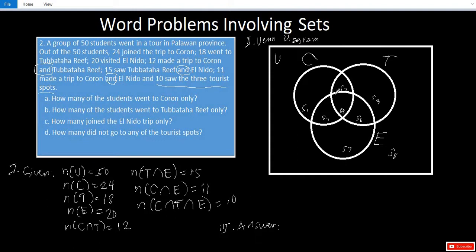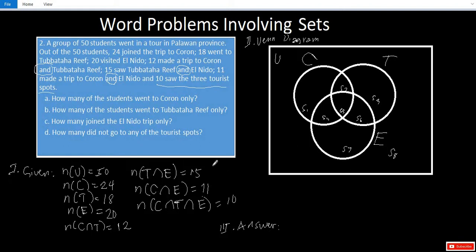Then the cardinality of set T: we have here S sub 2, S sub 3, S sub 6, and S sub 5. If we add the cardinalities of these regions, it would sum up to 18. And for set E, it would sum up to 20. So what about n of T intersection E? What region is the intersection of set T and set E? T intersection E is the regions S sub 5 union S sub 6. If we add these, it would sum up to 15. But we don't know yet S sub 5 and S sub 6, so it's hard to determine the possible cardinalities of this.